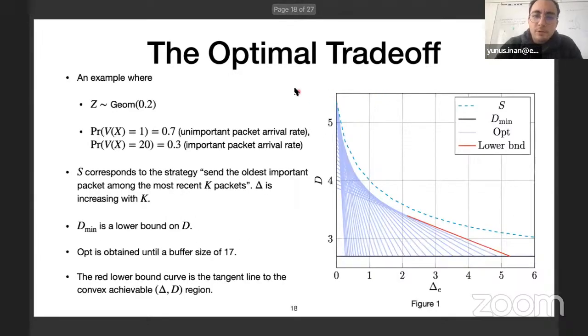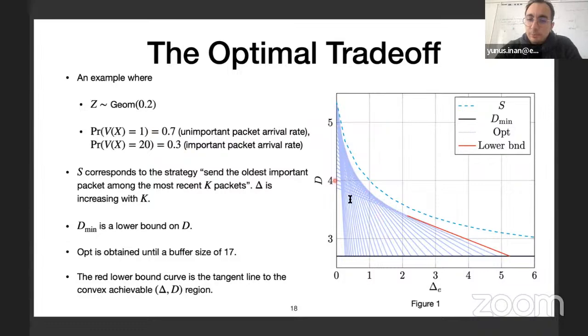So for this example, for instance, we could only calculate the optimal curve until this point. In this example, we have the following. The interspeaking times are geometric random variables with success probability 0.2. And we have two types of packets: the unimportant ones and the important ones. The unimportant ones have a cost of not being sent equal to 1, and the important ones have a cost of 20. The unimportant packets arrive with a rate of 0.7, whereas the important packets arrive with a rate of 0.3. So according to the setting, if we calculate the optimal curve, it looks something like this.